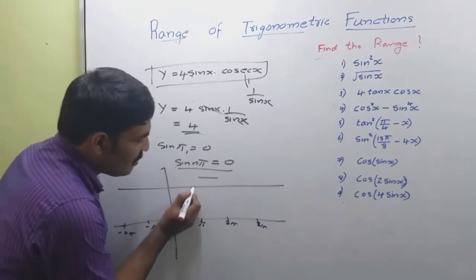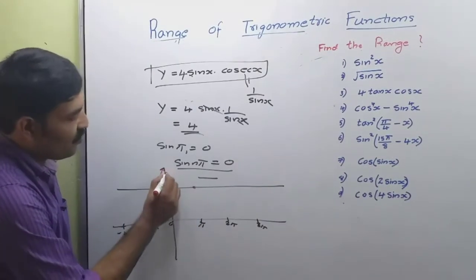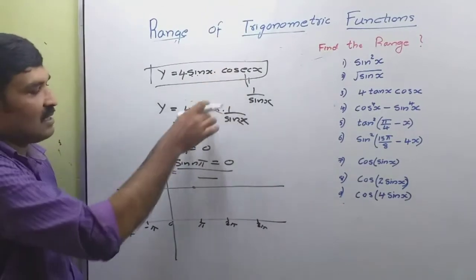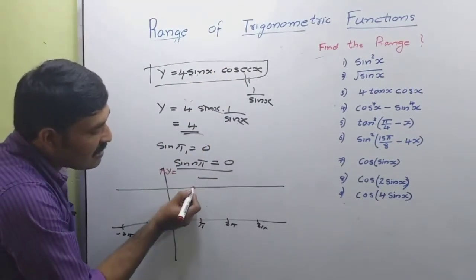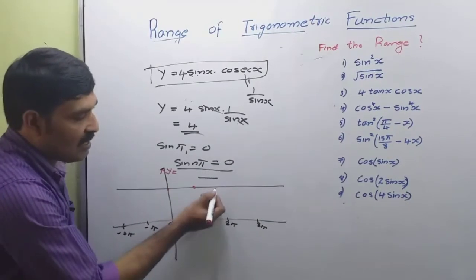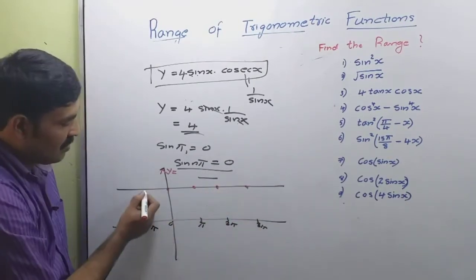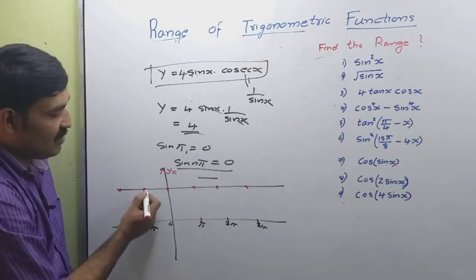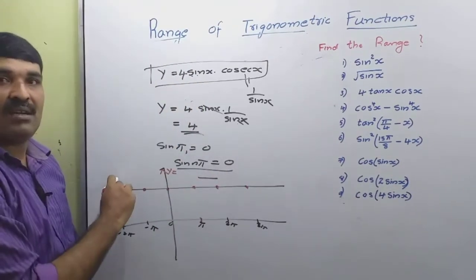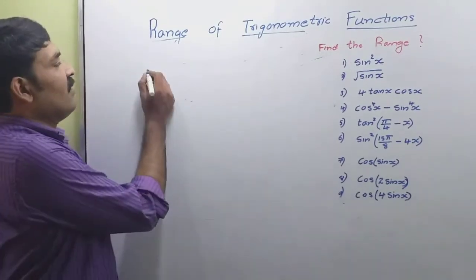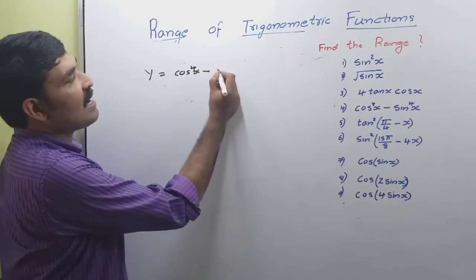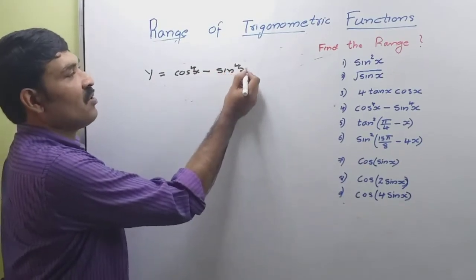So we can mark the value of y is equal to 4 sin x cosec x, that is equal to 4. And this function is discontinuous at x is equal to 0, x is equal to pi, x is equal to 2 pi, 3 pi, minus 2 pi, etc. So this is the graph of this trigonometric function. Our fourth example, that is y is equal to cos raised to 4x minus sin raised to 4x.